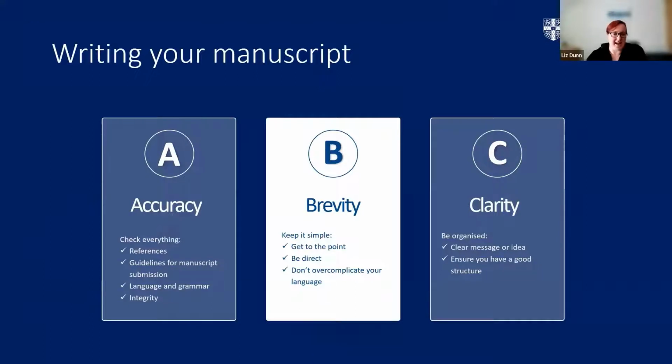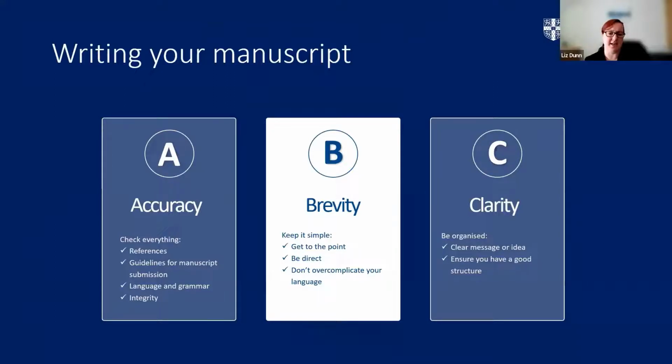So the first step, writing your manuscript. You've finished all those important scientific experiments and you're ready to write it up to submit to a journal. So it's very important to remember what we call the ABC of effective writing: accuracy, brevity, and clarity.